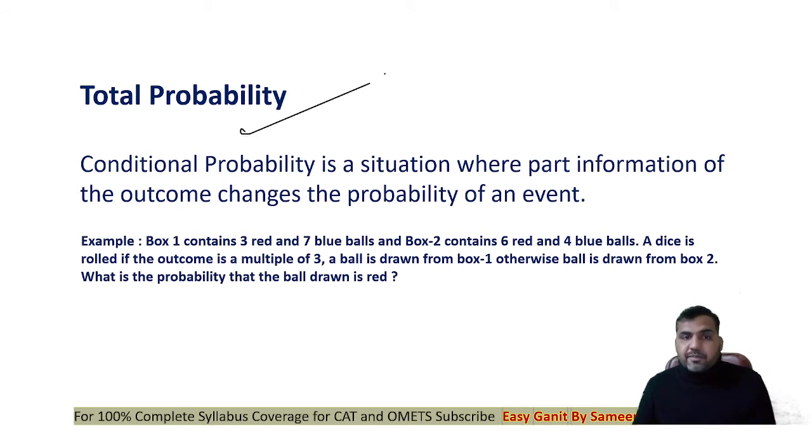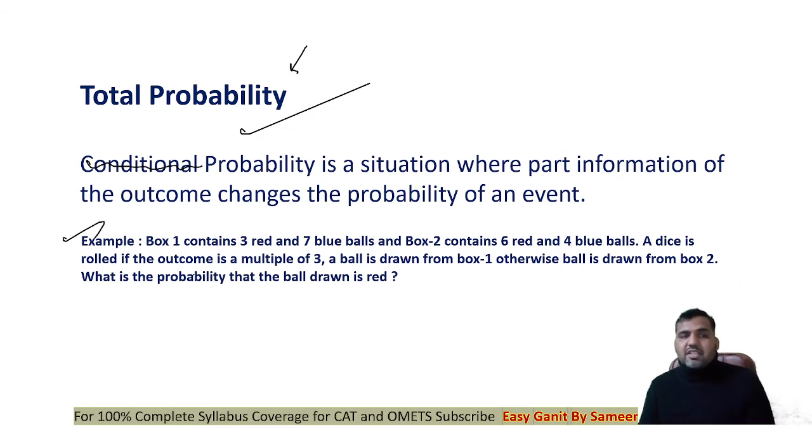Total probability. Now this is something which is very important. 90% of questions of XAT come through this total probability. Total probability and conditional probability are actually connected with each other. I'll try to explain the concept of total probability with the help of this example.